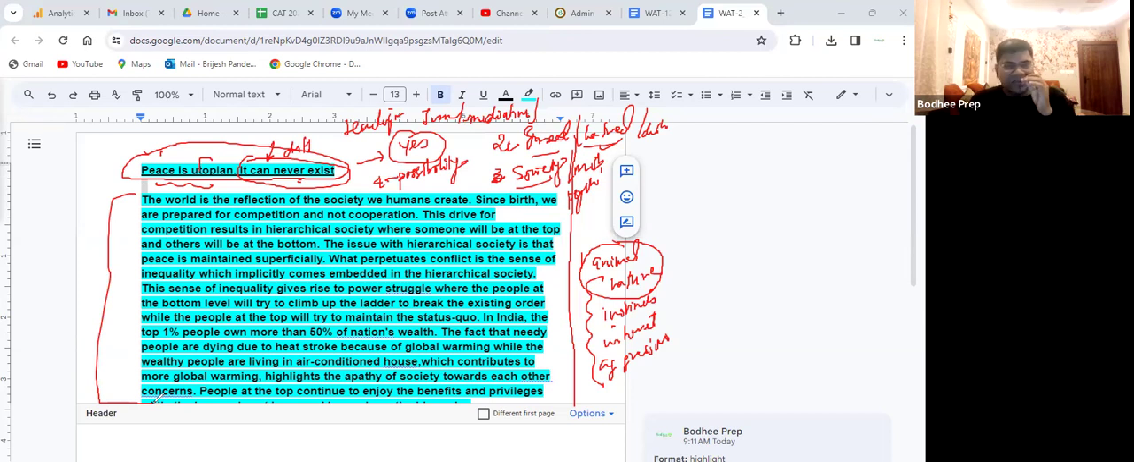This sense of inequality gives rise to power struggle. The essay is very much written in a nice and lucid manner. There is nothing wrong with it. But I feel that it could be still more on target. That peace is utopian for what reasons?